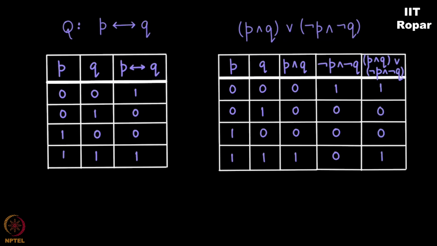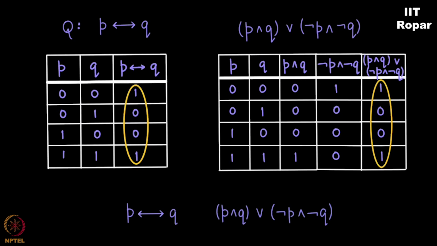What do you observe? I observe that these entries are same as the entries for P implies and implied by Q, which means these two expressions are equivalent.